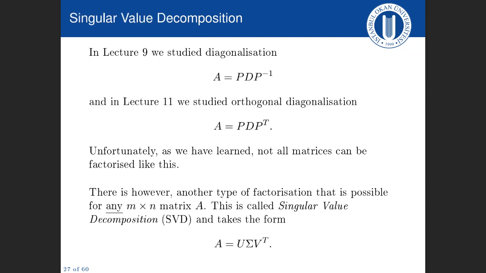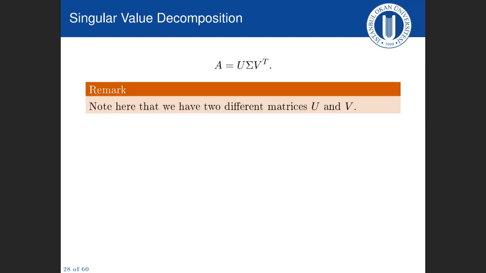But there is, however, another type of factorization that's possible for any m by n matrix, and this is called singular value decomposition. The idea here is we're going to take our matrix A, it could be any matrix A, and then we could write it as a product of U, sigma, and V transpose. Now, the first thing to note here is we've got two different matrices, U and V. When we were doing diagonalization and orthogonal diagonalization, we had the same matrix at the start and its inverse or its transpose at the end. But now we have two different matrices.